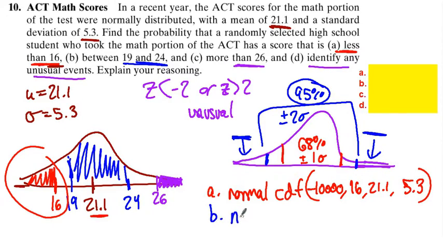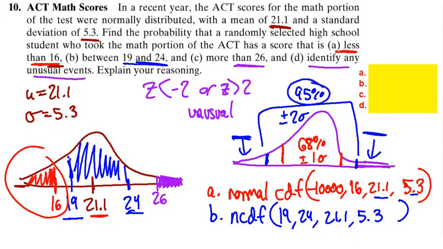Next one, NCDF is just my abbreviation for normal CDF. We're between 19 and 24, so those are going to be our boundaries, and these numbers will still be the same. So that's what we have to put in for part B. And then finally for part C, it's going to be NCDF greater than 26. So our lower boundary is 26. Our upper will be positive 10,000. And we still have 21.1 and 5.3.